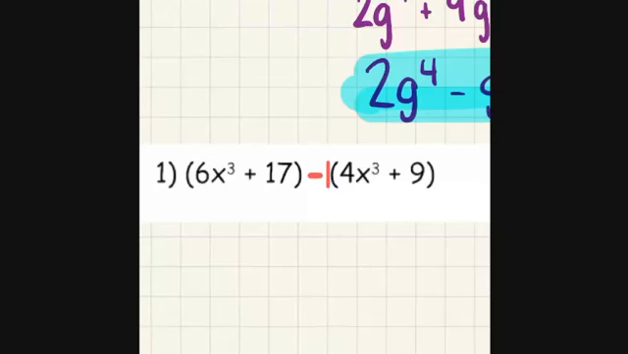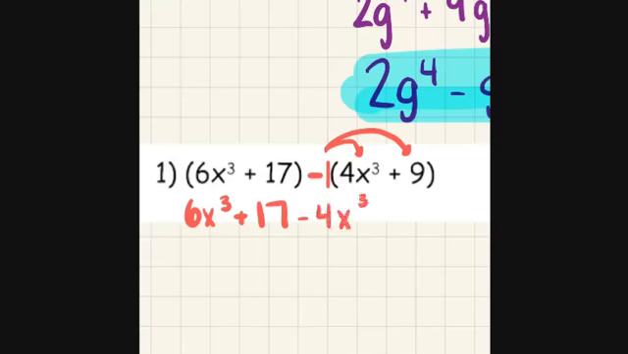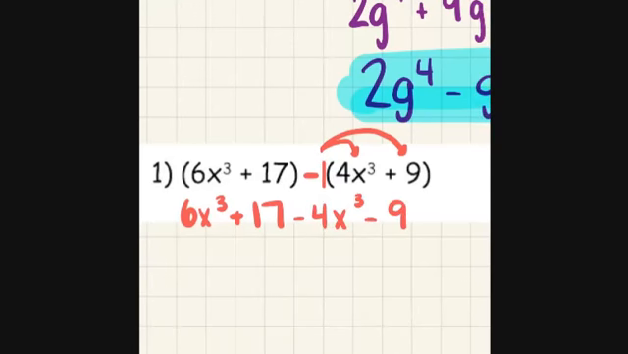So what that really is doing is just switching all of these signs. We're going to keep the first bit the same. Plus 17. And I want to distribute the negative to both of these parts here. So negative 4x to the third and negative 9. That gives me, when I'm combining like terms, I still have x to the thirds. Now I only have 2 of them. And I still have constants. I just have 8 constants.